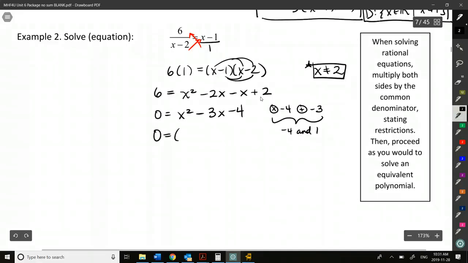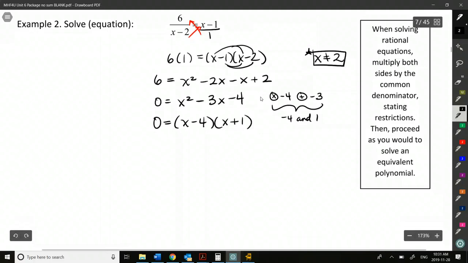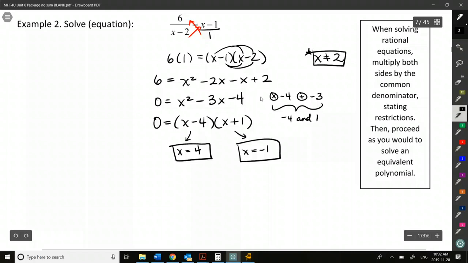I can do quick factoring because a is equal to 1 in this quadratic. So we have (x minus 4)(x plus 1), meaning my x's are equal to 4 and negative 1. Seeing as x cannot equal 2 here, do either of those cause any issues with the restriction we previously stated? No, they don't. So I should be good to go with both of these answers.